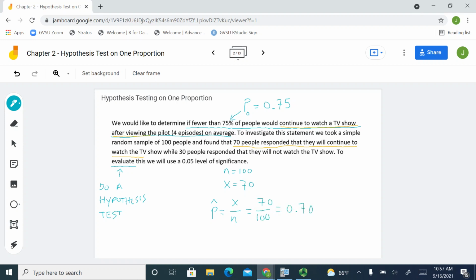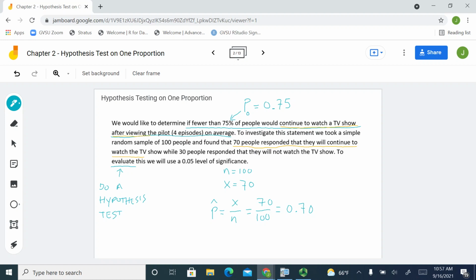Now you might be looking at this and saying, okay, the sample proportion is indeed smaller or fewer than the 75% or the 0.75 that will continue to watch a TV show. So can't we just jump to the conclusion right now and say fewer than 75% of people will continue to watch a TV show? Well, the one thing this singular value does not account for is variability from sample to sample.